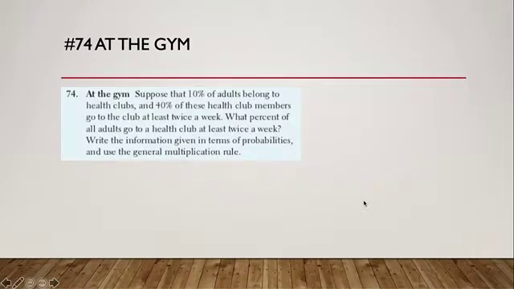So here, the key to this question is understanding what the percentages actually mean in the question itself. So 10% of adults belong to health clubs. So the probability of belonging is 0.1. And 40% of these health club members go to the club at least twice a week. So that's a conditional probability because in that 40%, first you have to be a health club member. So first you have to belong. So the probability of going twice a week, given that we know you already belong, that's the 40%.